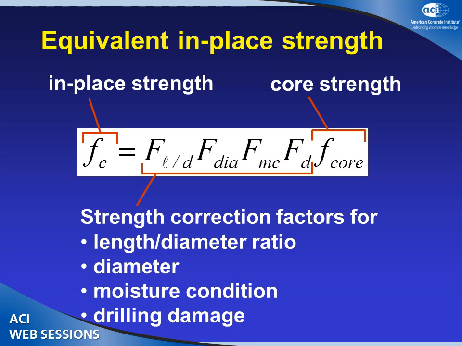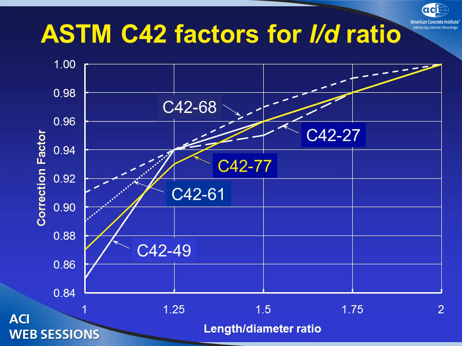This is a graph that shows the length to diameter ratio of the core on the horizontal axis and the core strength correction factor on the vertical axis to give you, for the strength of the core with a length to diameter of 1, the equivalent strength of a core that has the standard length to diameter ratio of 2.